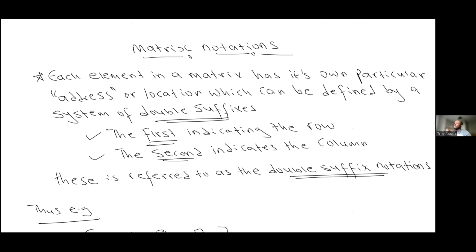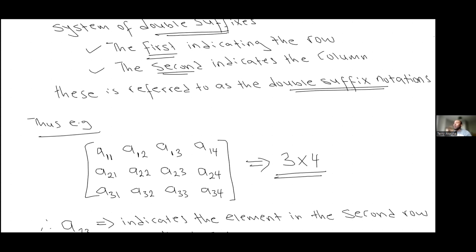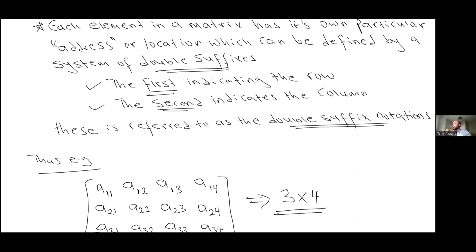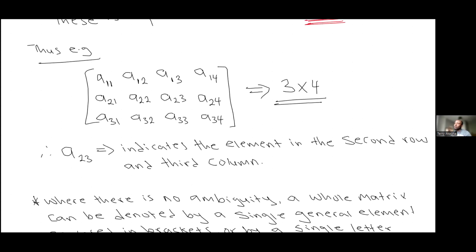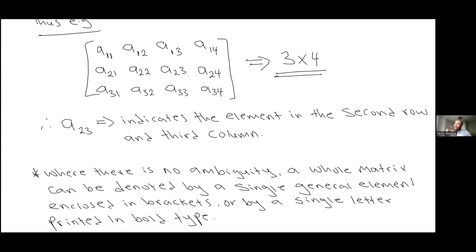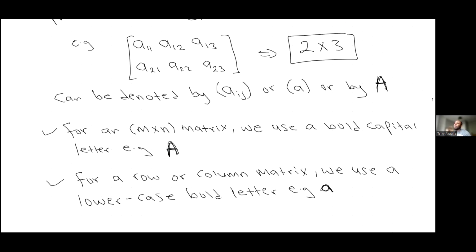The most important thing is that you need to take note of the double suffix notation. This is very important. The first indicates the row, while the second indicates the what? The column, all right? So if, for instance, you have an A23, it indicates the second row and the third column, all right? And if there's no ambiguity, for an m by n matrix, we can use a capital letter, and for a row or column matrix, we can use a lowercase bold letter.